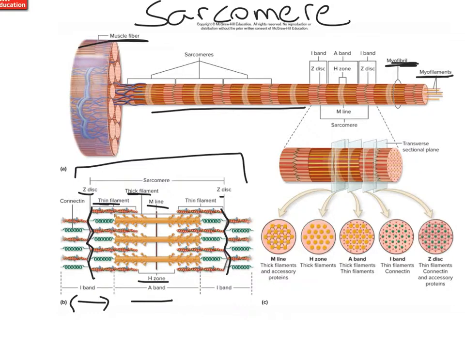The I band will extend in both directions from the Z disc, and when you look at the I band, the only filaments located within it are the thin filaments. The thin filaments are inside of the I band, and it gives them a light appearance when you look at them under the microscope.